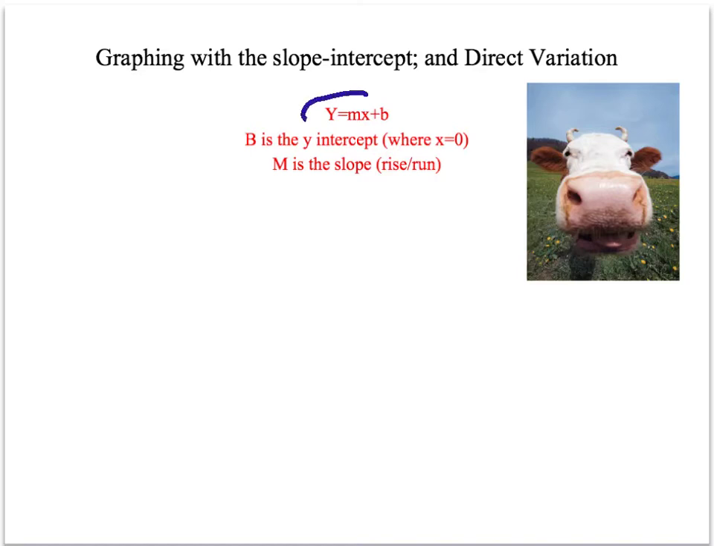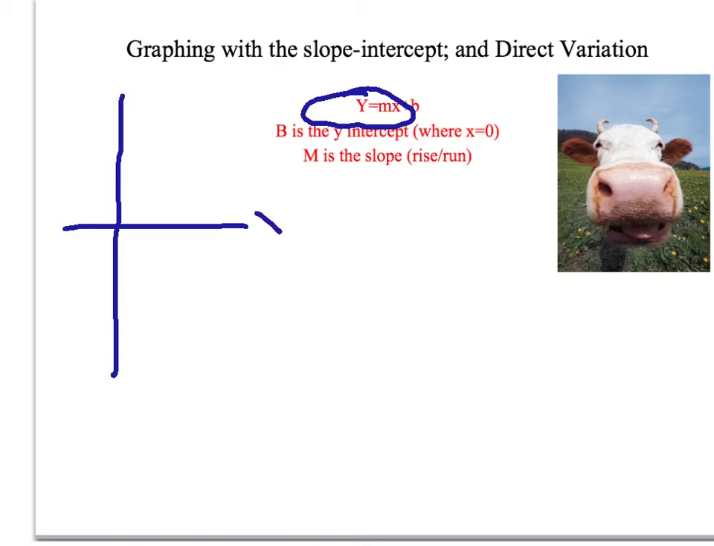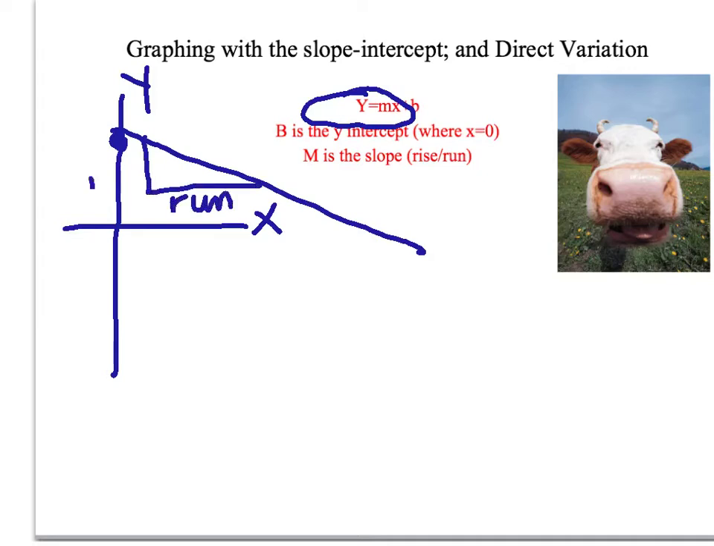We have y equals mx plus b. y and x are the values of y and x on the xy coordinate system. b is the y-intercept, so b would be right here. Remember, x equals 0 there, and m is the slope of the line. And if this is our line, then this is our run, and this is our rise. So our slope is rise over run.